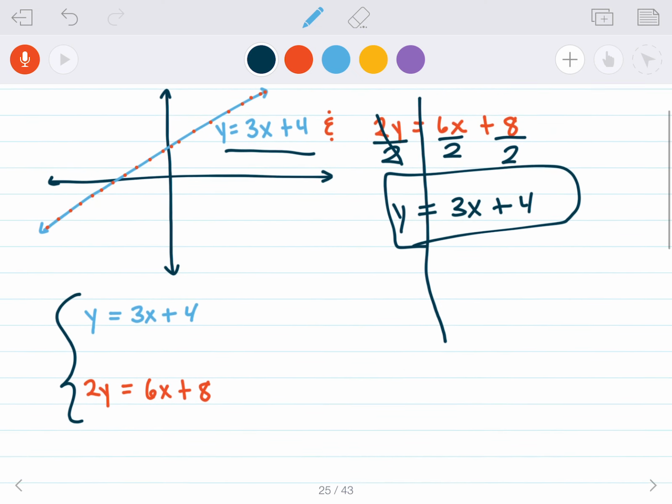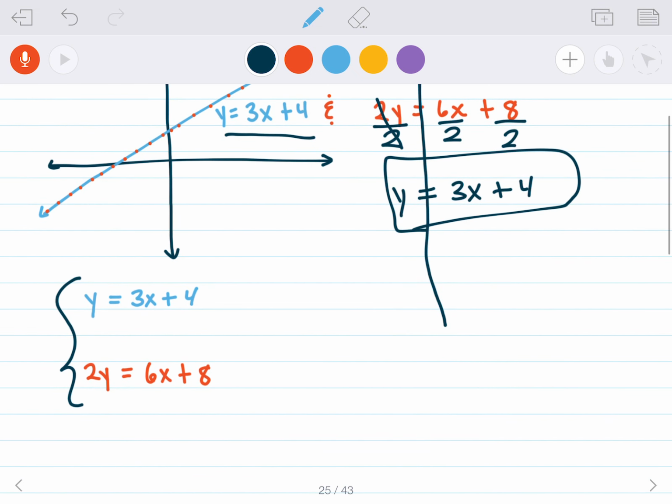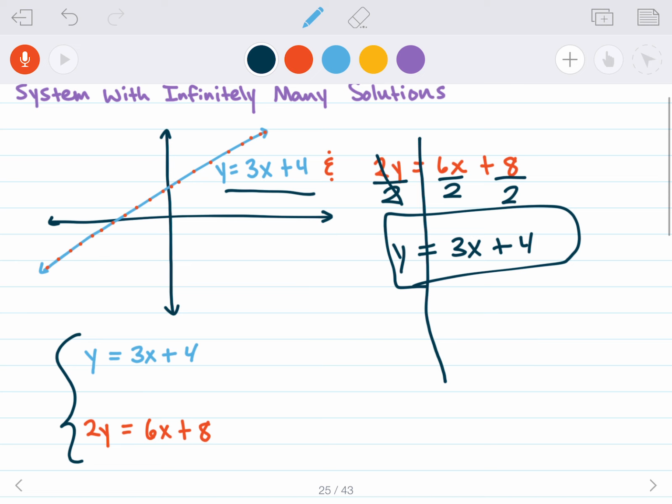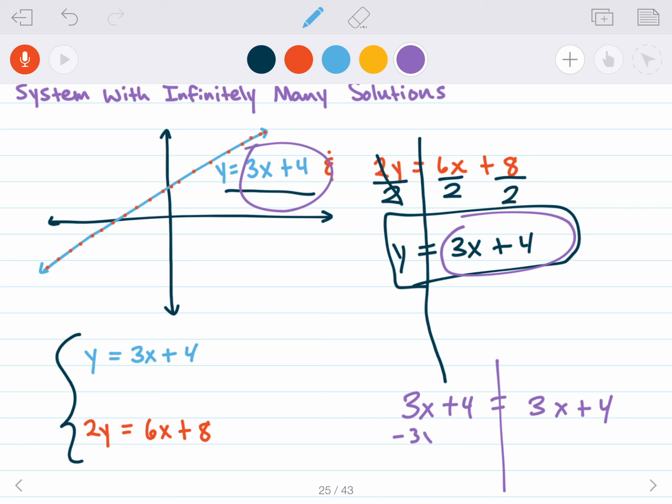We can also see this algebraically. Now that we have y isolated, we can set these y's equal to each other. 3x plus 4 equals 3x plus 4. Solve for x, subtract 3x on both sides, and I end up with 4 equals 4, which is a true equation. So since I get a true equation at the end of the day, I know algebraically that there are infinitely many solutions to this system.